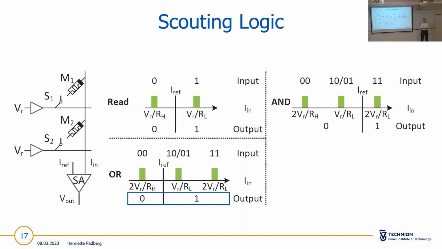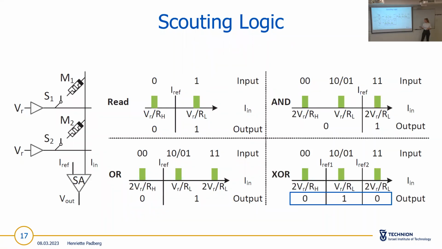We can also do the same with the OR function, but here we place the reference current between 0,0 and 1,0 or 0,1. So we have that only the input of 0,0 leads to an output of 0. And the third function with the scouting logic is an XOR function. Here we want that the inputs of 0,0 and 1,1 lead to an output of 0. So we have to place 2 reference currents so that the currents below reference current 1 and higher than reference current 2 lead to an output of 0.